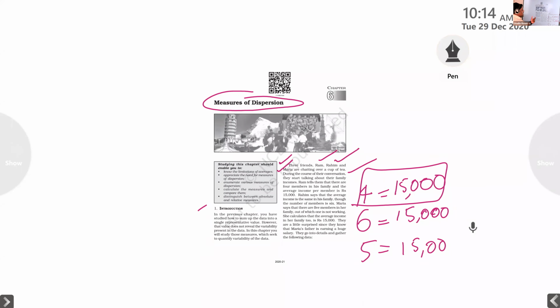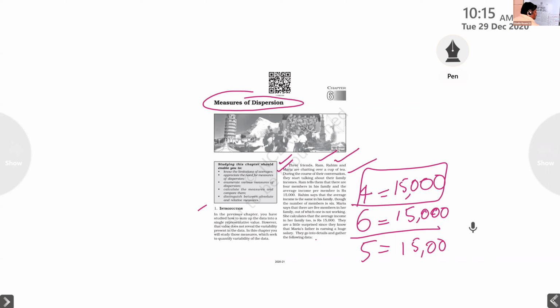They are a little surprised since they know that Maria's father is earning a huge salary. Maria's father's salary is very huge, yet the average income is the same. How does it happen? What is the reason behind this? They go into details and gather the following data.